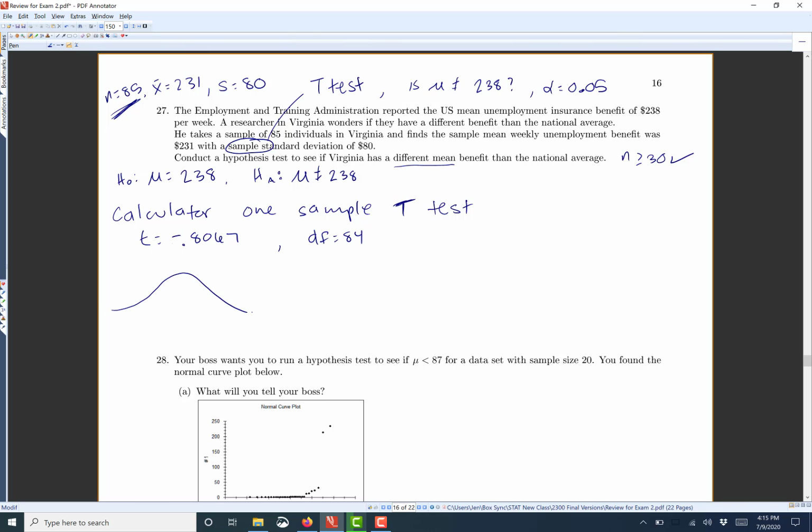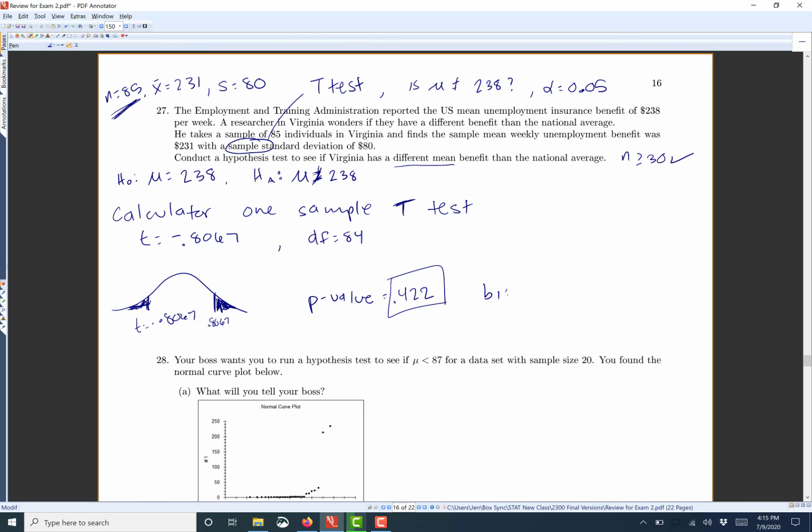My p-value, well, my t equals negative 0.8067. So my p-value should be the area to the left and the area to the right of 0.8067. Now your calculator will do all of that for you automatically. So you just have to make sure you tell it that it is a not equal to, and it should find that p-value in both tails. So my p-value equals 0.422.